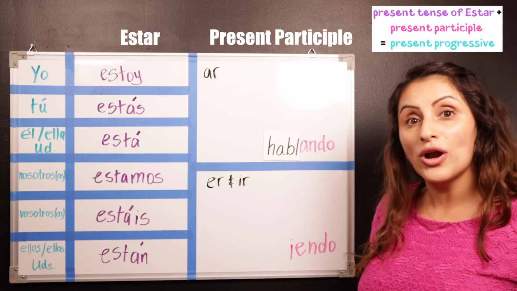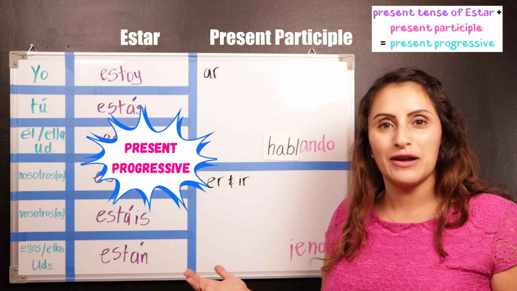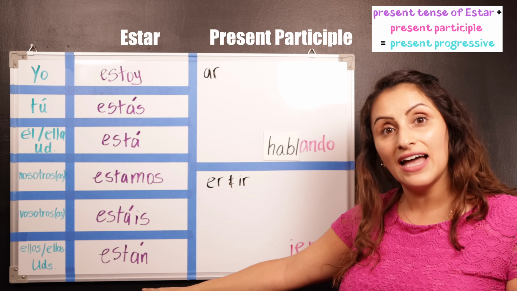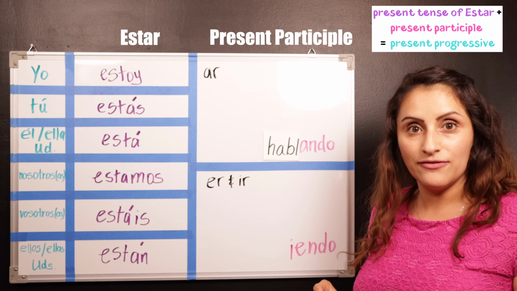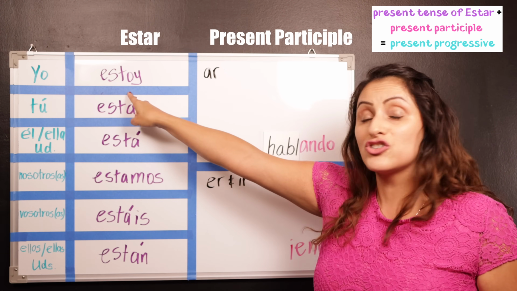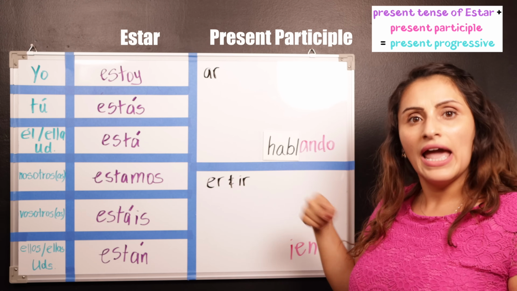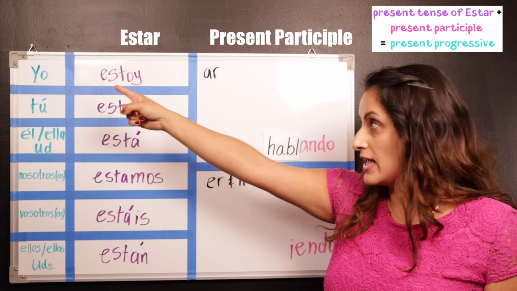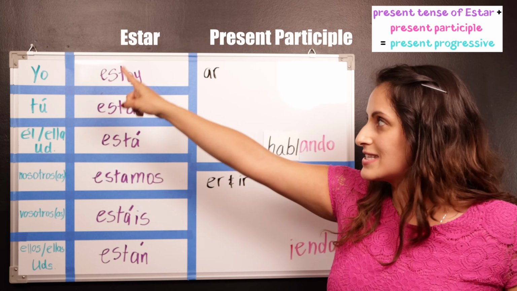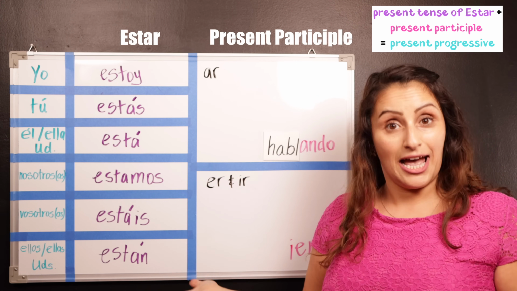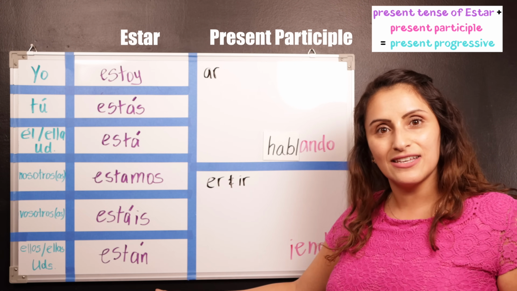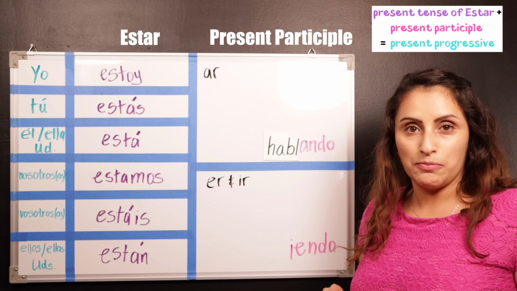So now, in order for us to create the present progressive, we're going to follow our formula, which says the present tense of estar plus the participle of that verb. So if I am speaking, which I'm doing right now, I would say estoy hablando. Estoy hablando. Could you say yo estoy hablando? Absolutely. Is it required to use the subject pronoun? No, it is optional. But the parts that are required are the present tense of the verb estar and this participle here.